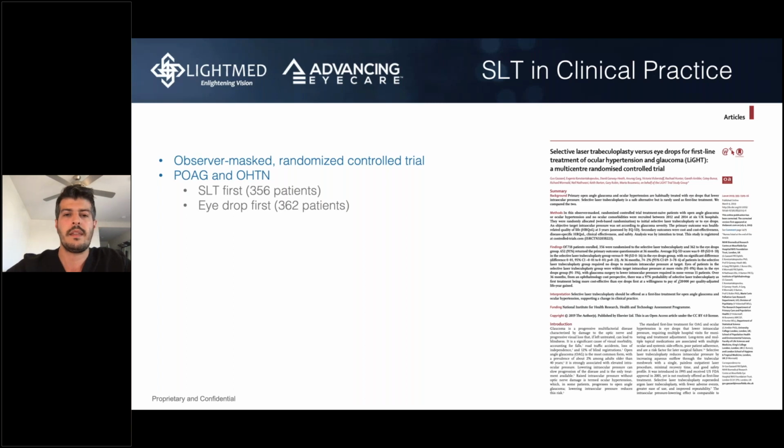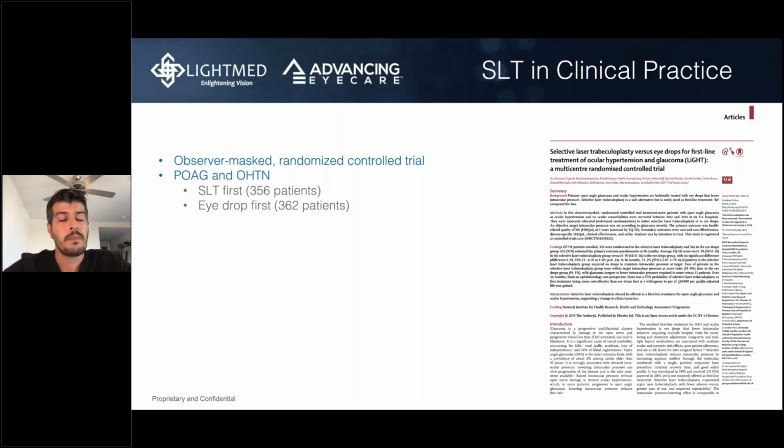I'm going to show you data that argues otherwise, that argues SLT might actually do better than eye drops when you look at these patients long term. So this is a landmark study. I'm going to spend a little bit of time on this. I think this study is probably the most important one in this talk. It's called the LIGHT study.